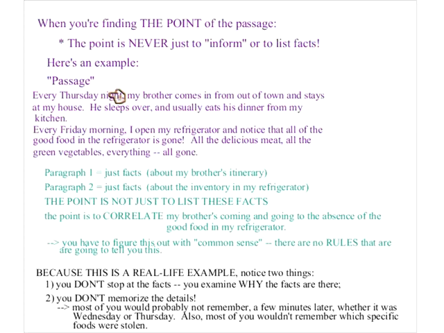Also, when you read this in real life, you don't care about the details. You don't care that it's Thursday. And you don't really care that it's like vegetables. You know, that's not the point. The point is my brother is taking all the good food out of my house.